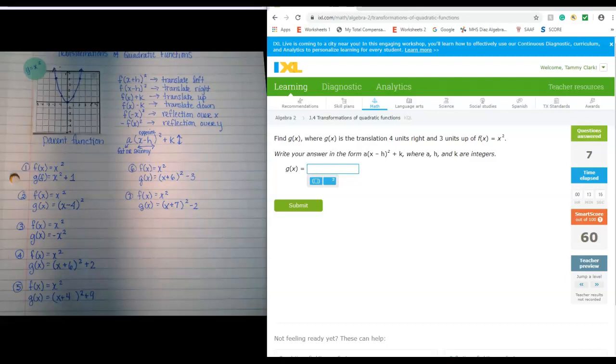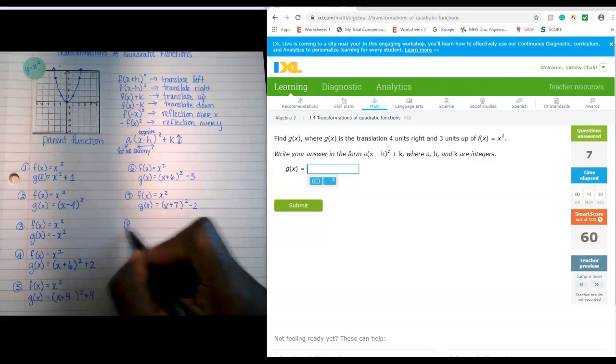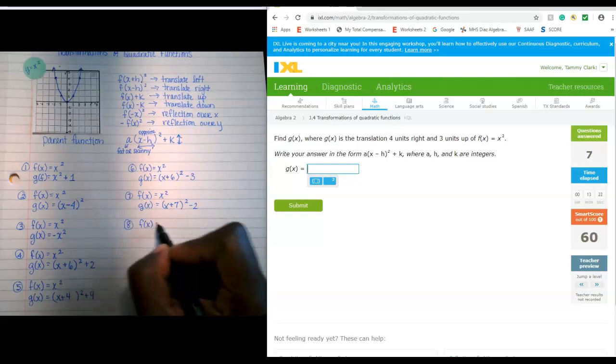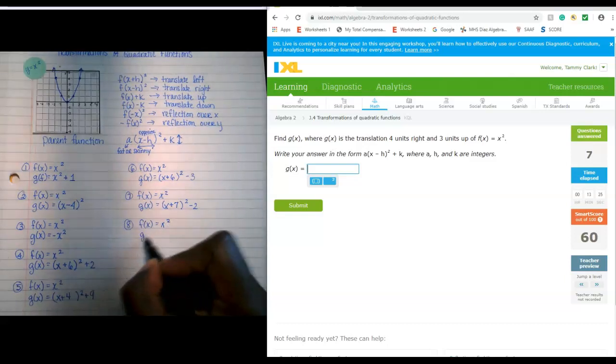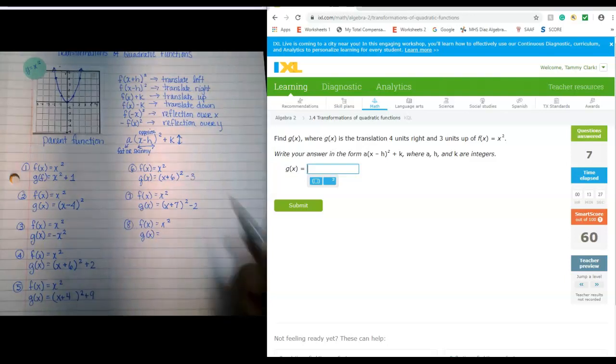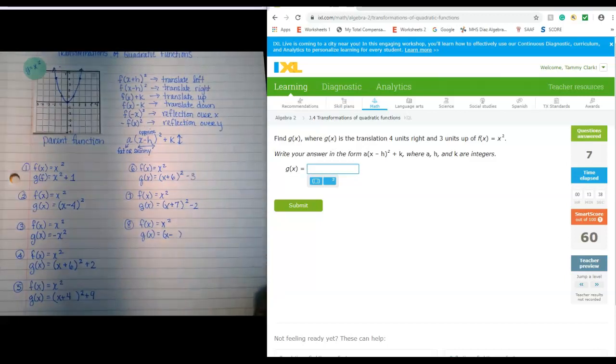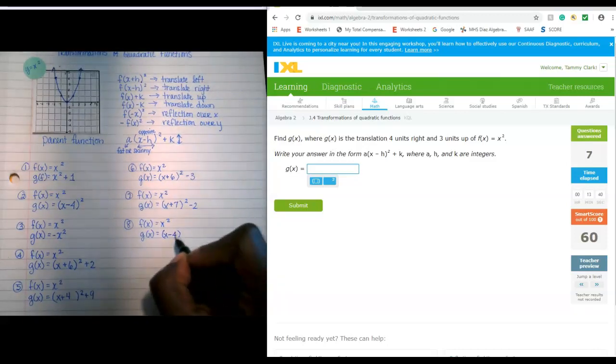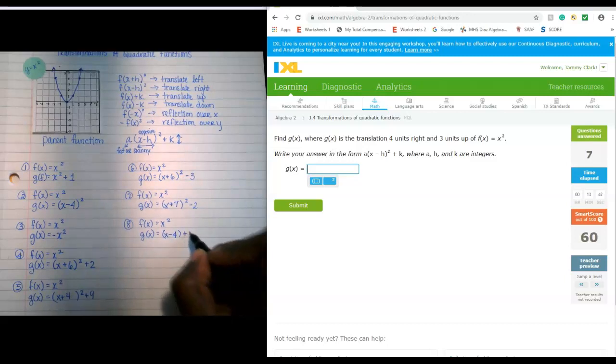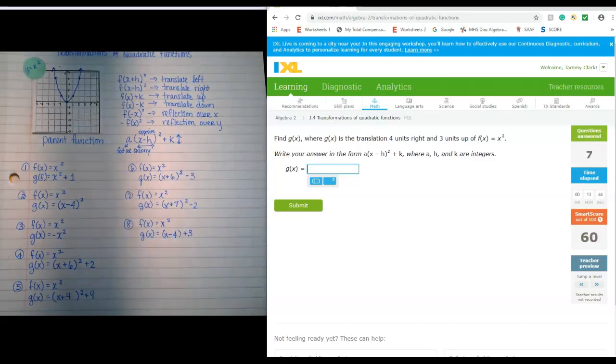All right, let's move on to the next one. We've got, again, f of x is equal to x squared. And g of x, our new function, is a translation 4 units right. So because we're moving right or left, we know we need our parentheses. It says it's moving right, so we're going to write the opposite sign, which is to subtract 4. And then we're moving 3 units up. So we're going to put our plus 3 on the outside of the parentheses.